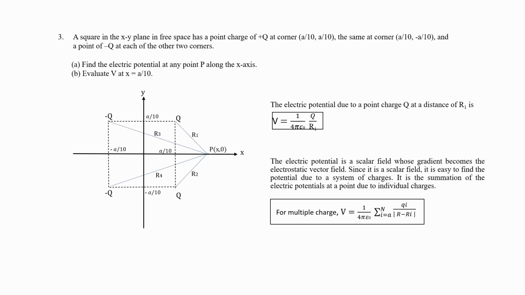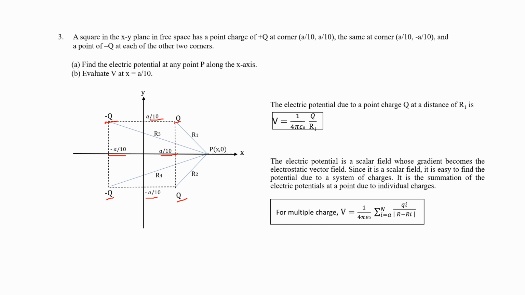Question 3 states, a square in the xy plane in free space has a point charge of positive Q at a corner a over 10 on the x-axis and a over 10 on the y-axis, the same at the corner a over 10, negative a over 10, and a point charge of negative Q at each of the other two corners. So this is the figure for this question. It has two positive charges and two negative charges with their axes.